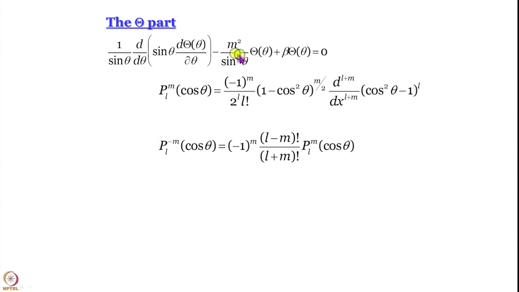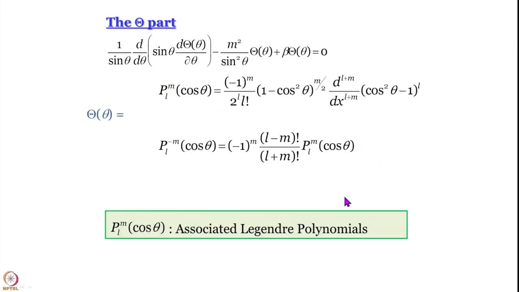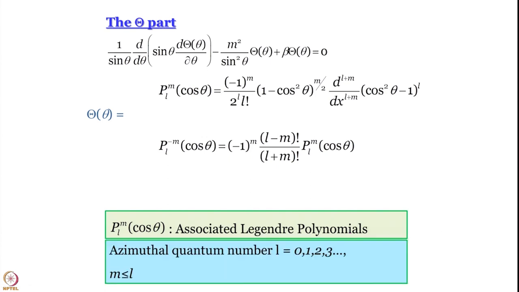In the theta part, this here is the equation, and you know the solution already. The solution is what is called the associated Legendre polynomial in cos theta. And this, as you can see, is associated with another quantum number l. Just have a look at this expression for the associated Legendre polynomials. Here you have l minus m factorial, in the denominator you have l plus m factorial, minus 1 is raised to the power m, and the polynomial itself is a function of l as well as m.